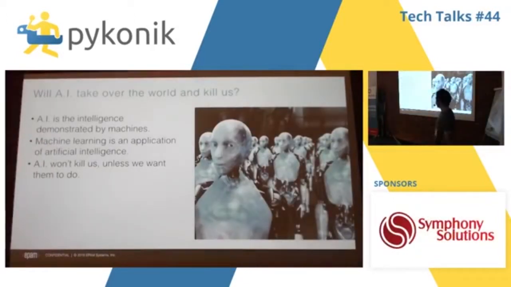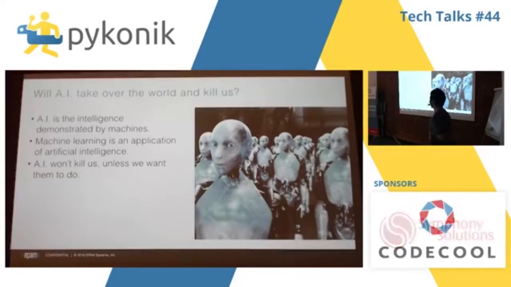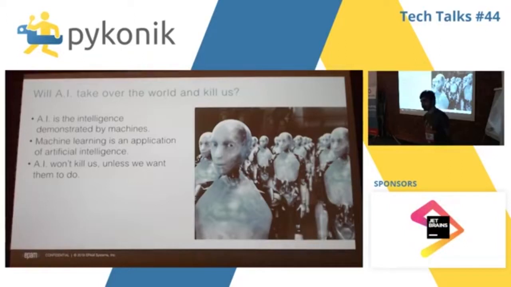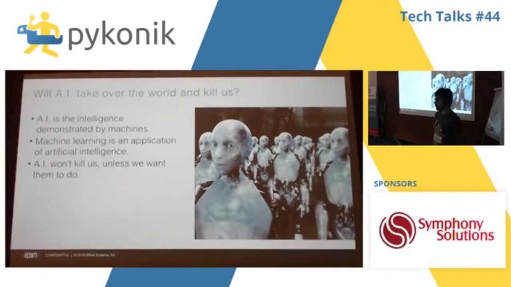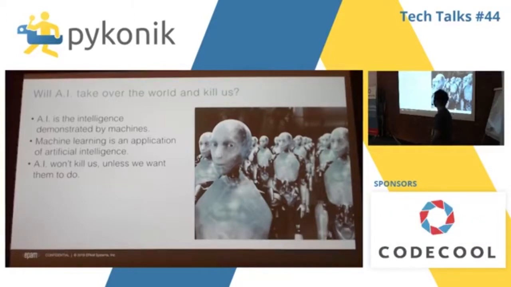I defined what is text processing and machine learning, and now I want to define what is artificial intelligence. First, artificial intelligence is intelligence demonstrated by machines. Machine learning is an application of artificial intelligence. Artificial intelligence is the broader concept. There are some other ways to achieve artificial intelligence, different from computers or machine learning.